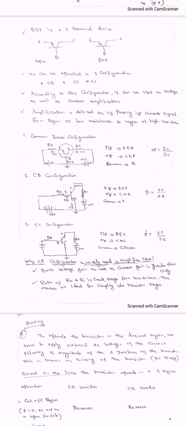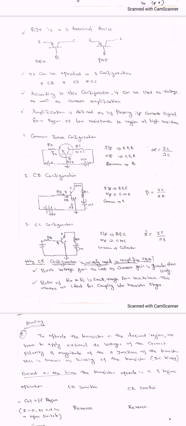Then second one, common emitter configuration. In this circuit, the input terminal is base, output terminal is collector, and the common terminal is emitter. So based on the terminals, the input is given to the base and emitter terminal, and the output is taken from the collector to emitter terminal. So here the emitter terminal is common for both input and output.